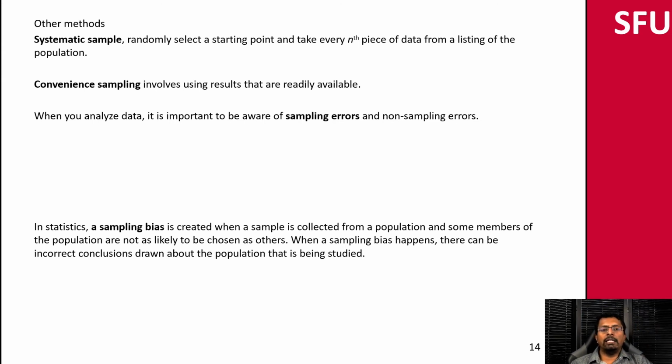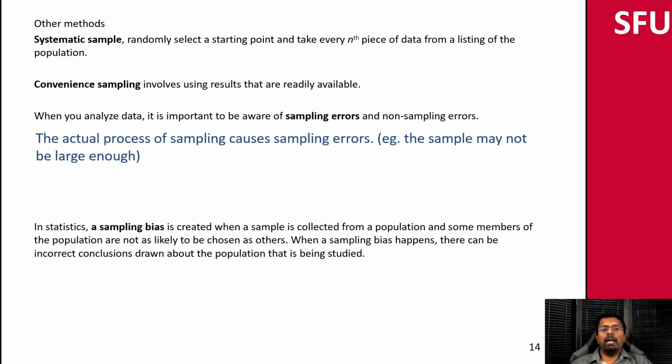So when you analyze your data, it is important to be aware of some sampling errors. So what do we mean by that? The sampling process itself causes some errors. The sample may not be large enough. For instance, if I wanted to survey the population of Canada, if I just select me and my buddy, that's not going to be a very large sample.